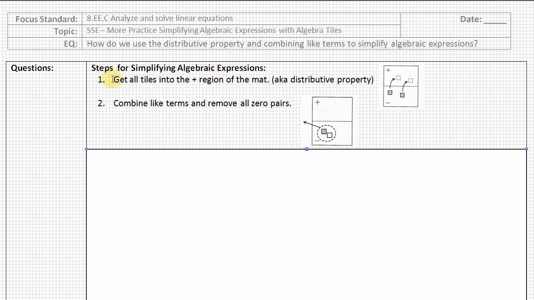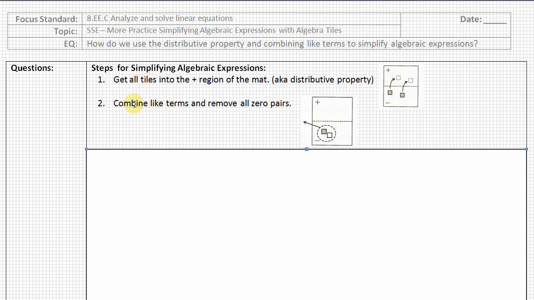And our first step is to get all the tiles into the positive region of the mat, and we're relating this to the distributive property. And so anything that's down below is going to get flipped up, and anytime we cross that dotted line into the next region, it changes the sign of the tile. So it went from positive to negative. If these were negative and we flipped it up, then it would go to positive.